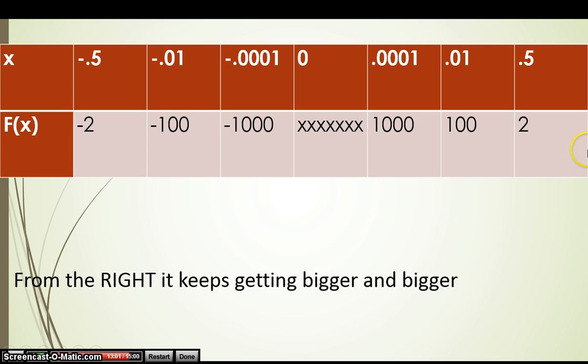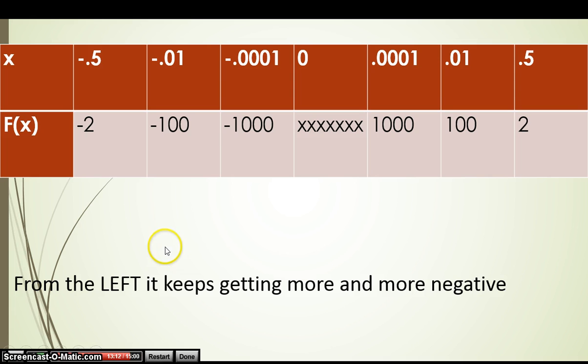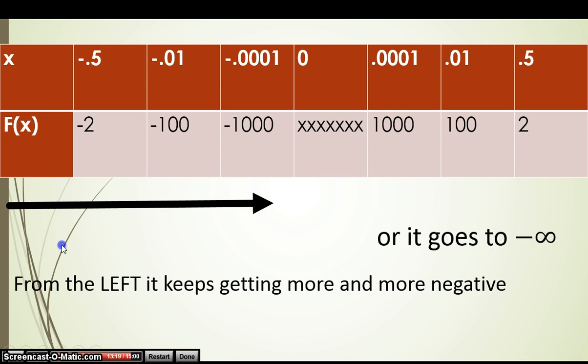Over here, it starts off at the number 2, then it goes to the number 100, then it goes to the number 1,000. If I got even closer, 0.000001, you're probably assuming it's going to be like a million or a billion. It's getting infinitely larger, or it's going to positive infinity. So from the right, it looks like it's going to infinity. From the left, it looks like it's going to negative infinity, because it's getting larger, but in the negative way.